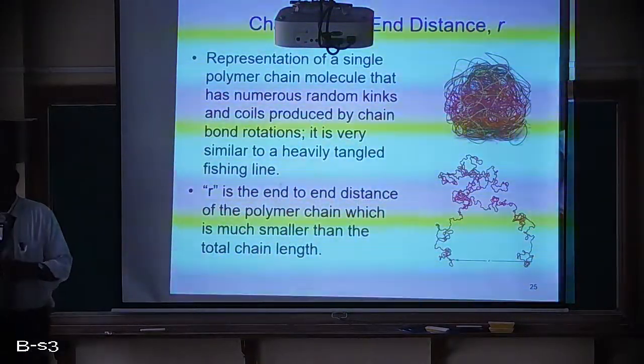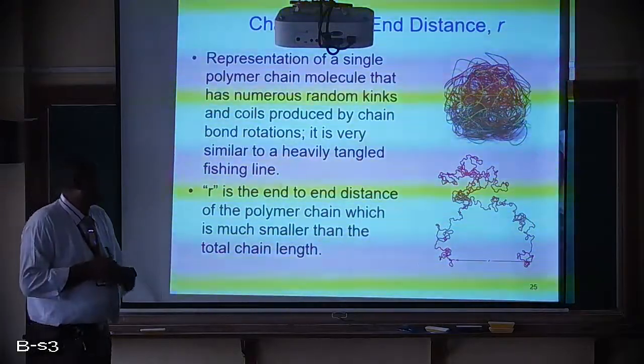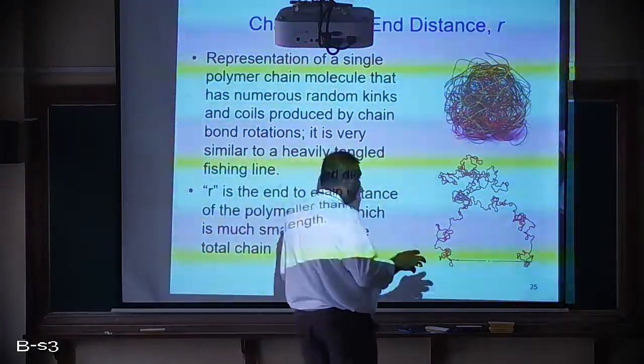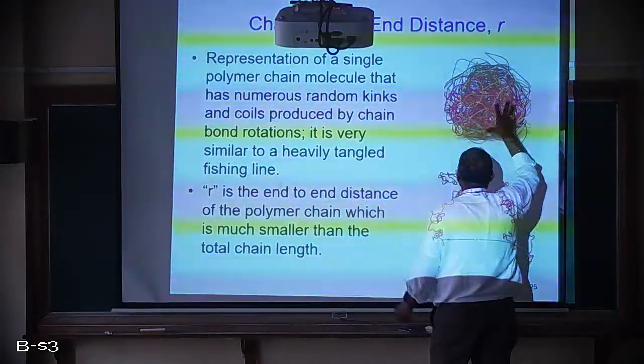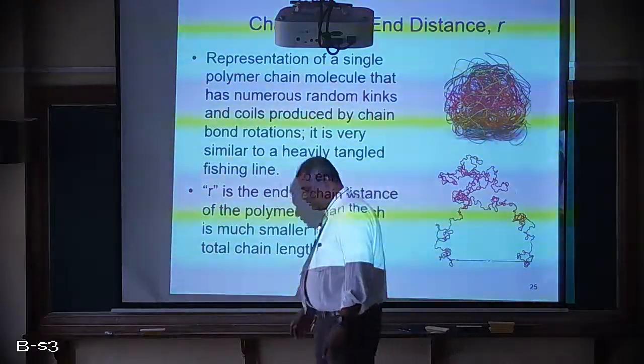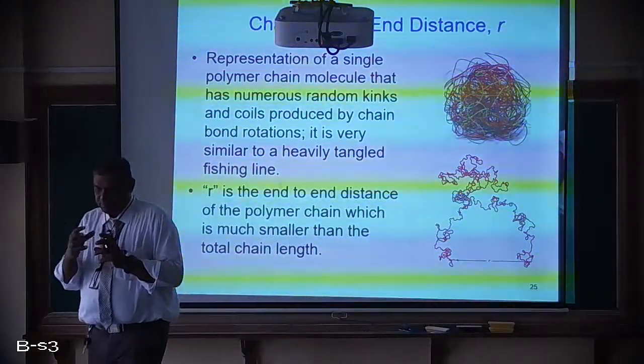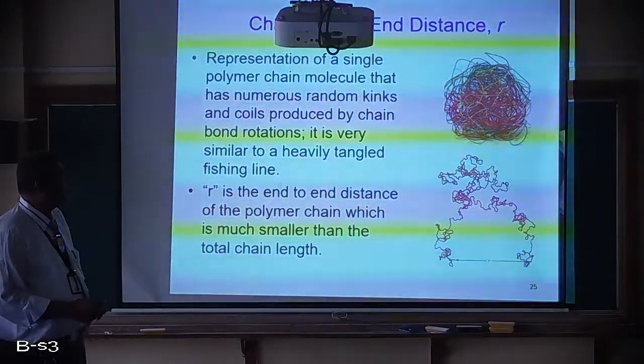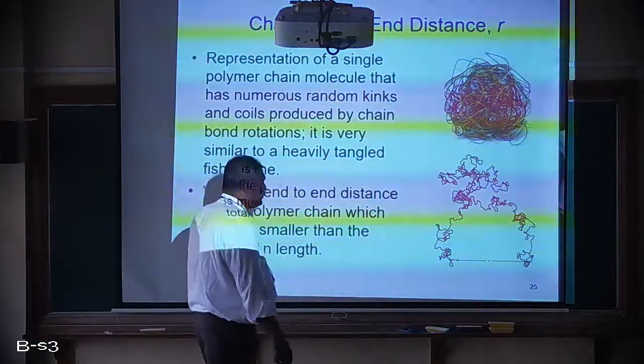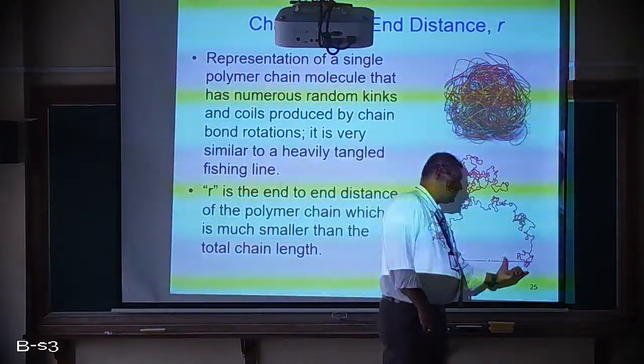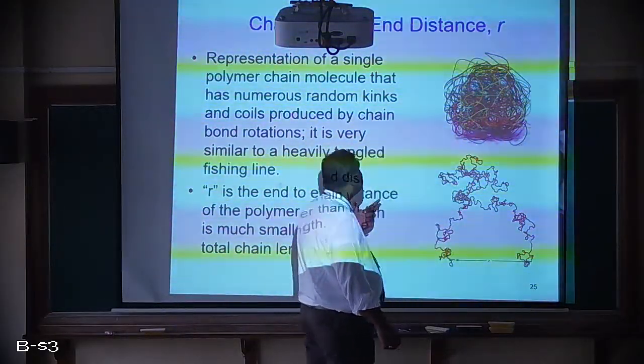So this is chain end-to-end distance. So now you can see all these arrangements of polymers. So this is like an entire ball which the size is bigger but the distance is smaller. In this, if it is dispersed and oriented, so this is the radius.